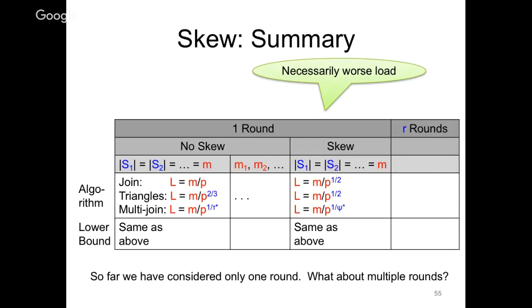OK, so the takeaway here is that once we have skew in the data, it is necessary to accept a higher load. Theoretically, the load has to increase, and there is nothing we can do about this. Okay, so far we have considered only one round. What happens if we run in multiple rounds?